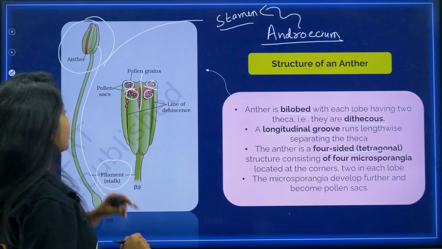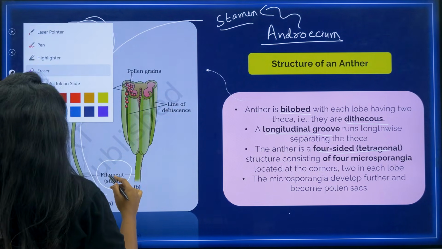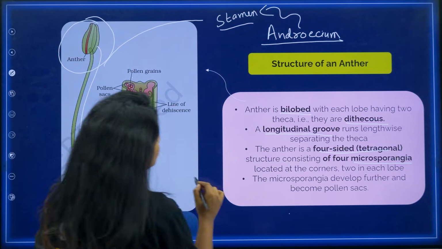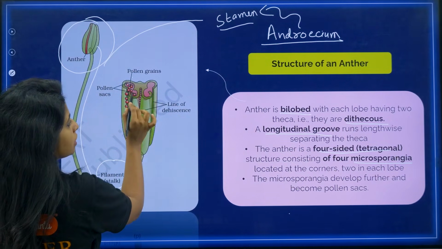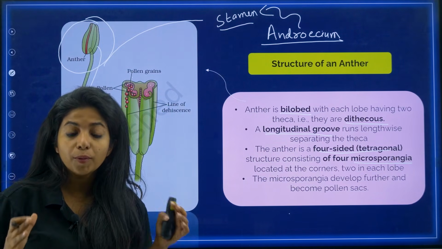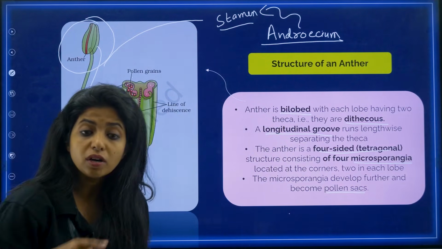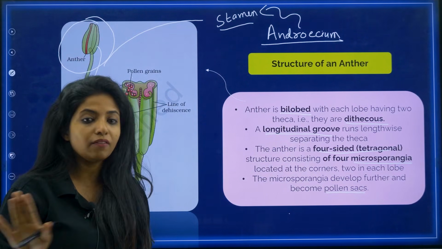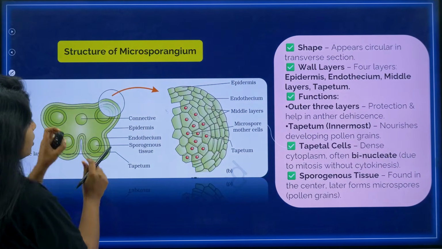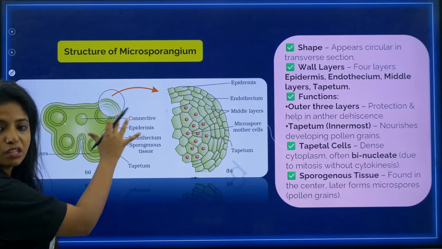Now comes the most important thing. Each theca of the anther contains microsporangia. So basically, there is one microsporangium here, here, here, here. And what are microsporangia? They are going to be the factories of pollen grains, so they act like pollen sacs. This is where the pollen grains are going to be made. They have not been made yet, but they will be made. And how does the structure look? If this is one theca, this is another, this is another, this is another, each of them has a microsporangium.